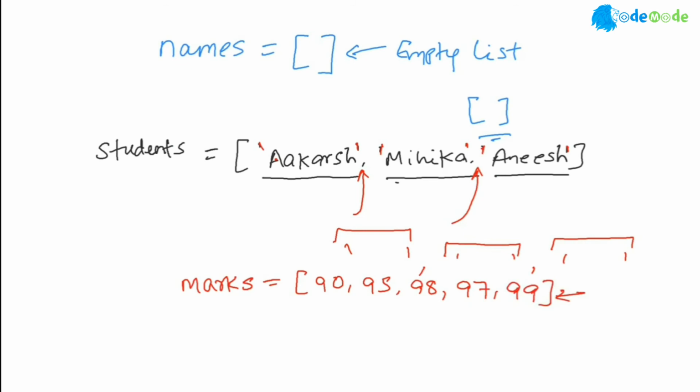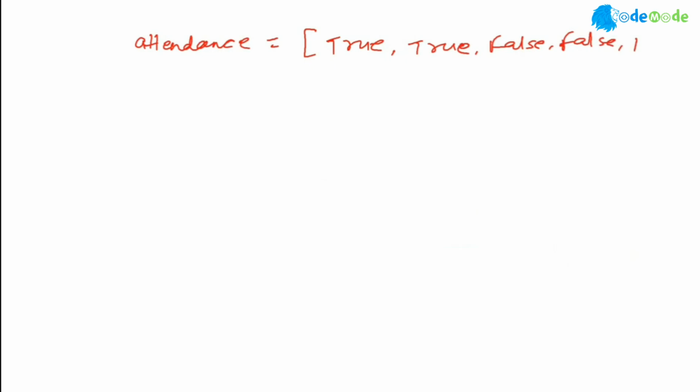I can also create a list of Boolean values. Let's say whether you are present or absent in class for the last 7 classes. So I can say attendance equal to, it's a list, and say true, false, true, and so on. So this means you were absent on these 2 days.